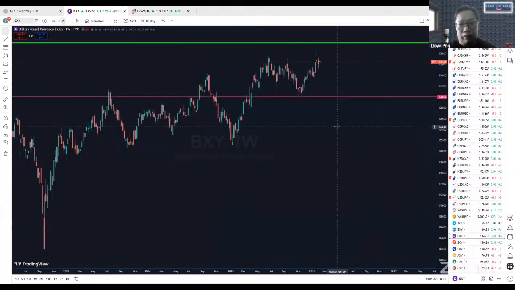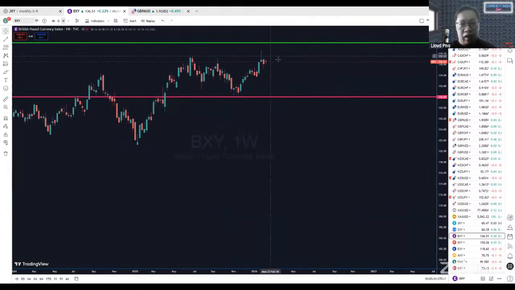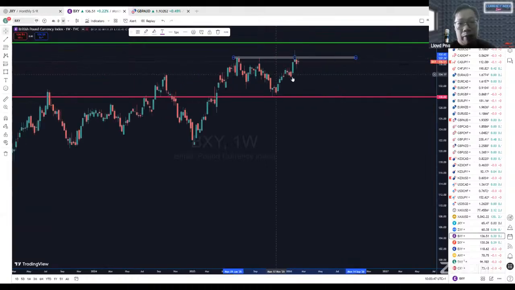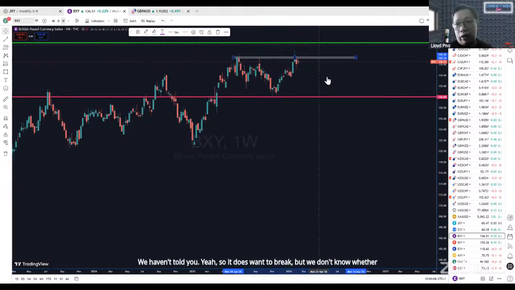On the other hand, Pound is really in the middle of nowhere between 140 and 130. This might look like a very nice short-term horizontal level that we have here. But until Powell proves to us where it might want to go, because you can see that 2 weeks back it did have a rejection. It stayed below it, but it wasn't really a good bar to bank on. Then followed by last week, we have a doji. So it does want to break, but we don't know whether it wants to break to 140 or 130.